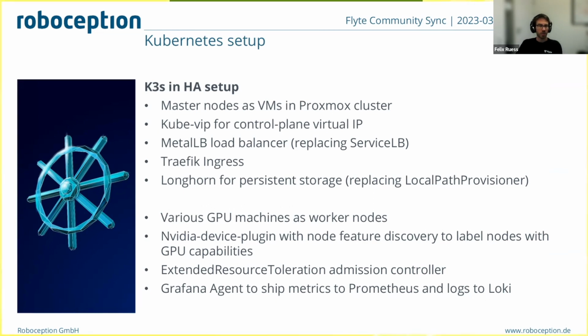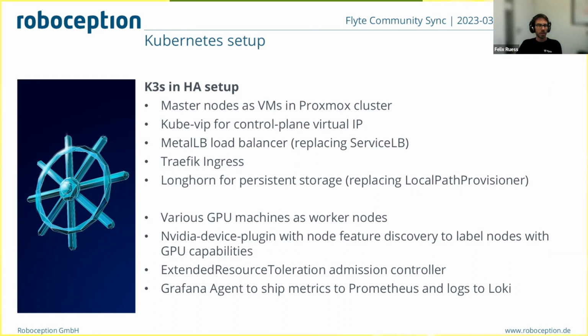So we use K3S, which is a very small, basically single binary distribution, originally from Rancher, in a highly available setup. And we run 3 master nodes as VMs in our existing Proxmox cluster that we usually have for other services. And just to make this a bit more production grade and a standard K3S installation, I set up kube-vip, which basically provides you with a highly available control plane, so a virtual IP for that, in case one of the nodes goes down and you don't have the IP for the control plane anymore. So this is taken care of.